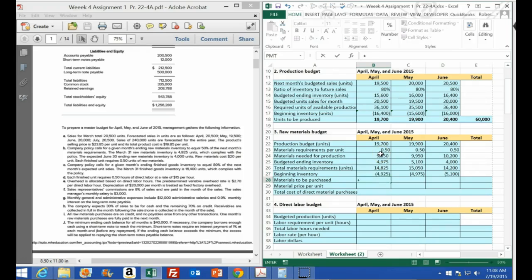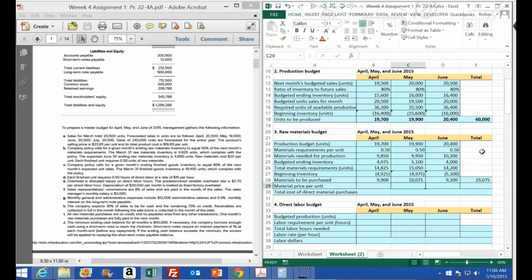Therefore, materials to be purchased are going to be this. I'm going to say plus that because that's a negative number. It's going to subtract in the calculator, of course, to give us the 99. We can copy that across. We can sum that this way. So this is the materials we need to purchase in units.